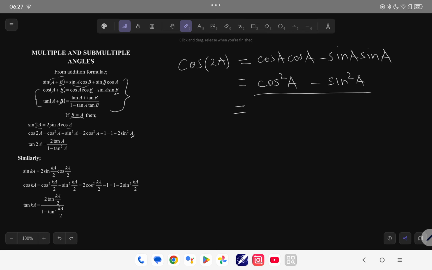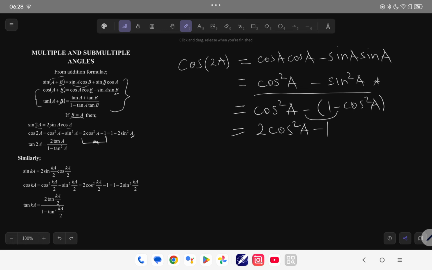Now, what if we want to get this second part of the identity? We can replace sin squared A with 1 minus cos squared A, because remember that sin squared A plus cos squared A is equal to 1. So if you make sin squared A the subject, you get 1 minus cos squared A. This will reduce to, this becomes a plus, and we have 2 cos squared A minus 1, which is that one.